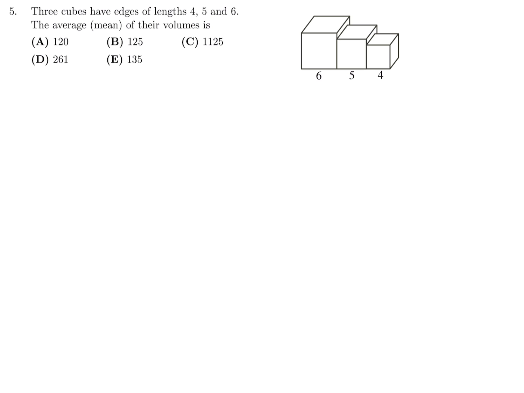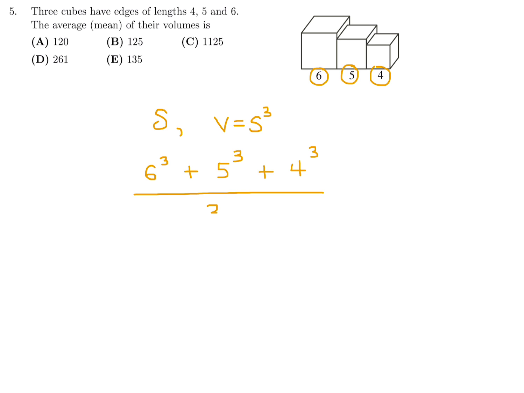3 cubes have edges of lengths 4, 5, and 6. The average of their volumes is. Well, if a cube has a side length of s, its volume is equal to s cubed. So they give you the edges of these 3 cubes. The first volume would be 6 to the power of 3, then the next one would be 5 to the power of 3, and the last cube would be 4 to the power of 3. And then to find their average, you add them and divide by the number of cubes, in this case 3.